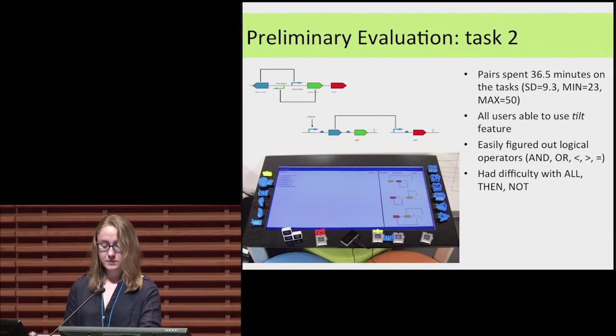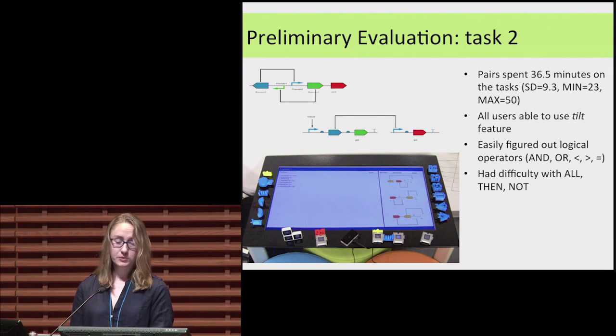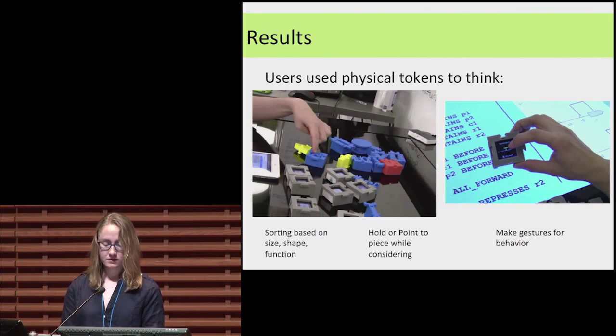Pairs spent 36.5 minutes on the tasks and all successfully completed both. Users found the tilt feature very easy. They figured that out very quickly, and also figured out the logical operators. But they had difficulty with a few of the other operations, which I'll talk about a bit later.